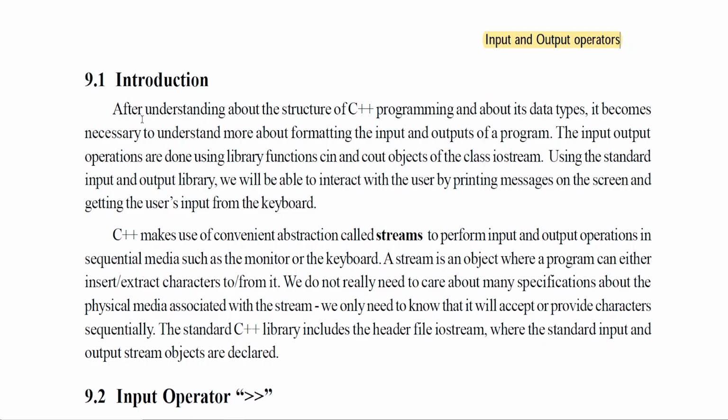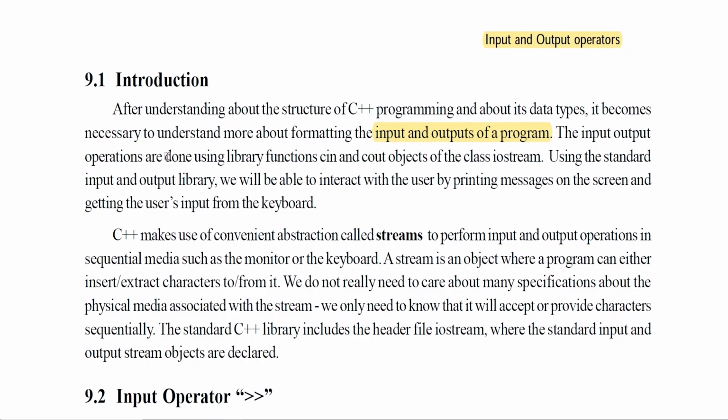I already told you that after understanding the structure of C++ programming and its data types, it becomes necessary to understand more about input and output of the programs: how to provide input and output, how to get from the memory, how do you provide the values to the variables from the keyboard, and from the memory, that's from the variable, how it is displayed on the screen. So that is done through these input output operations. So that is what we'll discuss.